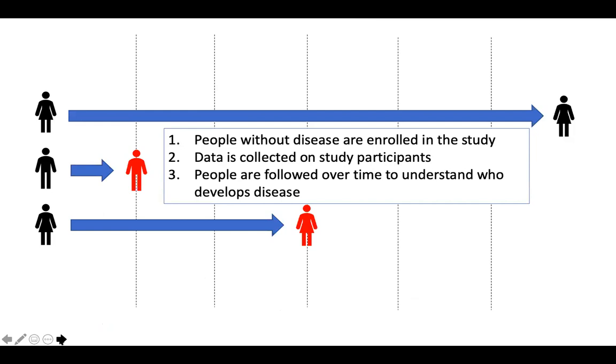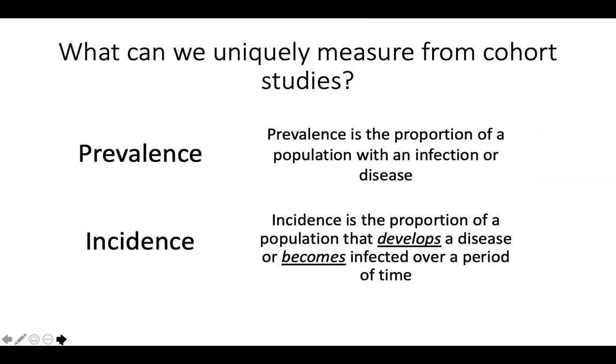And that's what our third step is. We essentially follow people over time to understand who develops the disease and who doesn't. So I didn't show all 5 of our population from our hypothetical example, but just in this group of 3, we see 2 people develop disease and 1 person didn't. Pretty simple, but actually much more complicated than you might think.